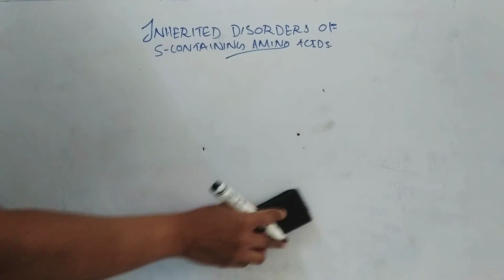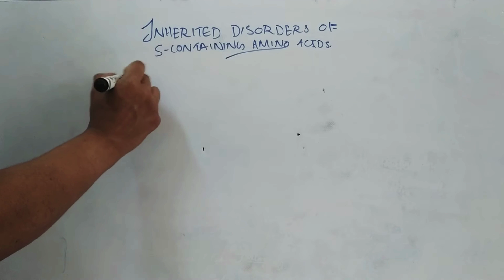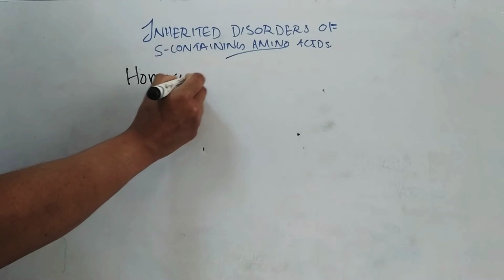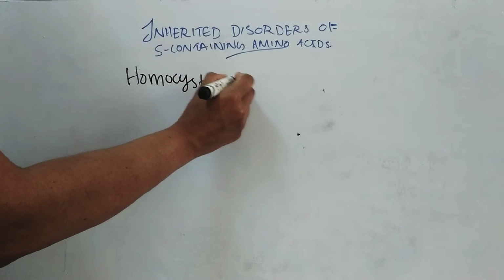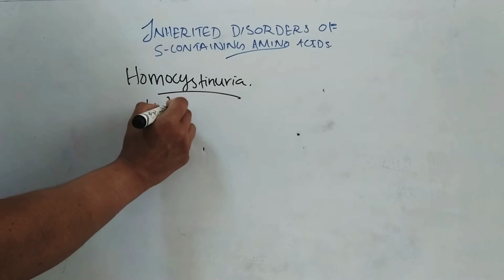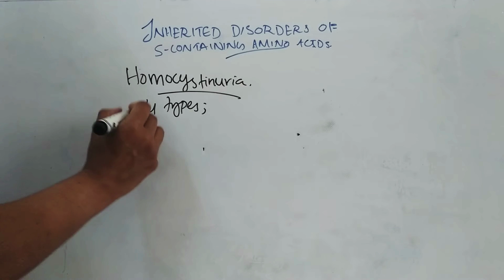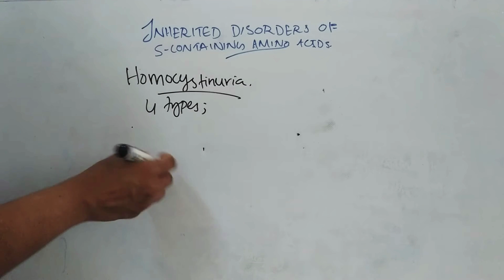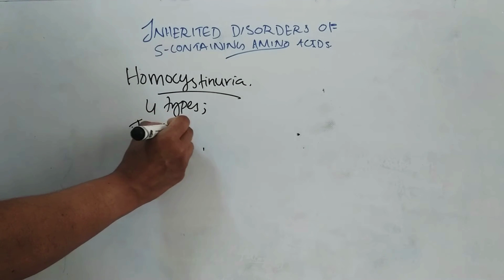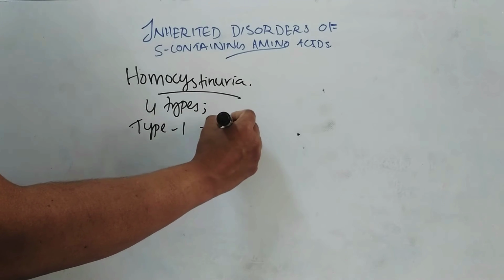Third inherited disorder is homocystinuria. This is of 4 types: type 1, type 2, type 3 and type 4. In this, type 1 homocystinuria is the classical type.